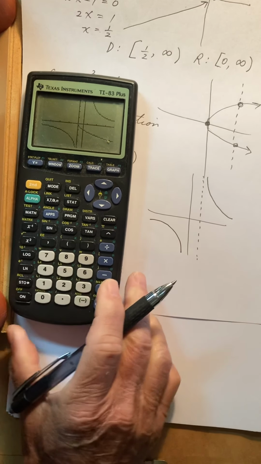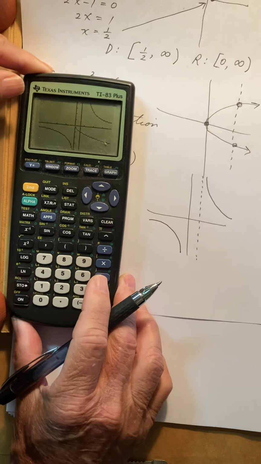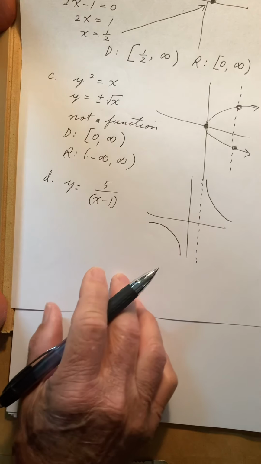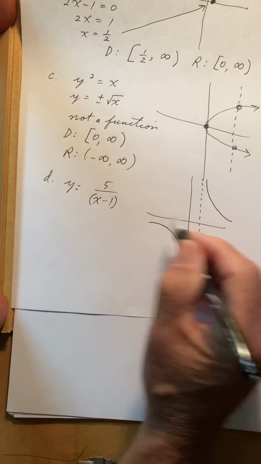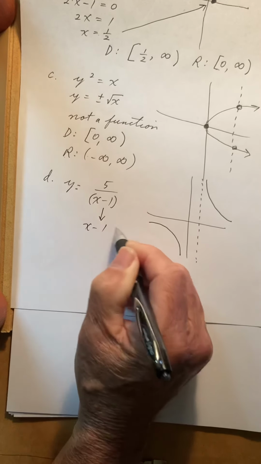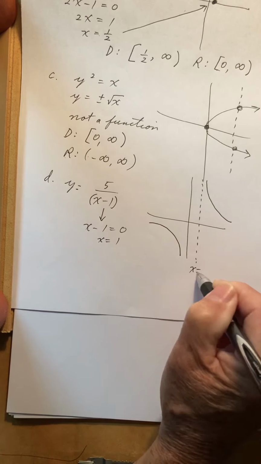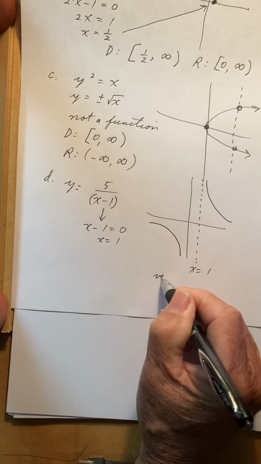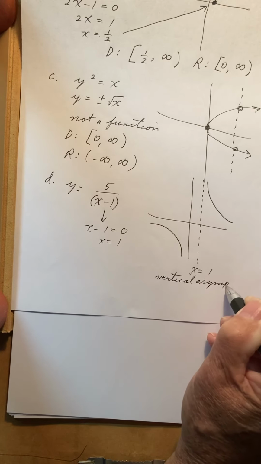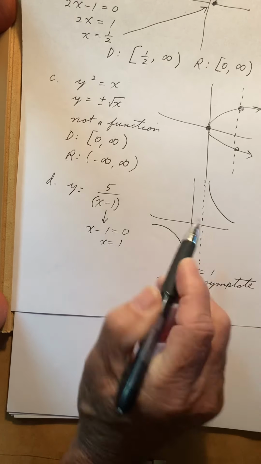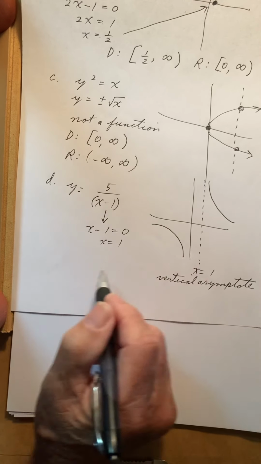On my graphing calculator, it's a solid line, but technically it's dotted. Some calculators will give it to you as a dotted line. So the graph is in two parts. The idea is that if you set this equal to 0, you get x equals 1. So x equals 1 right here, that's called a vertical asymptote. And what we mean by a vertical asymptote is that the graph gets very near to that dotted line, the vertical asymptote, but it never actually touches it.